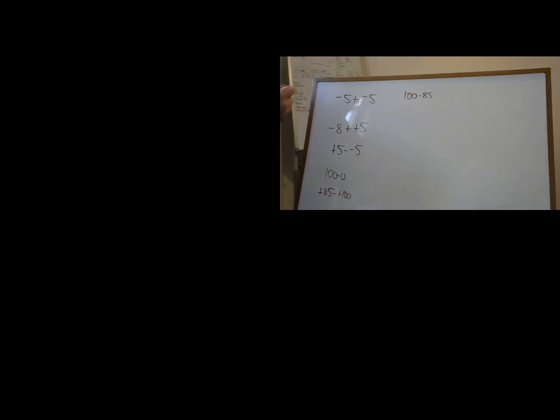So -5 plus -5. 2 minuses make more minus. If I add a minus to a plus, which one has the greatest value? 8. So 8 take 5, it's 3. Let me stick the minus sign back on it. +5 minus -5. If you see a minus and a minus, make it a plus. That will give you 10.